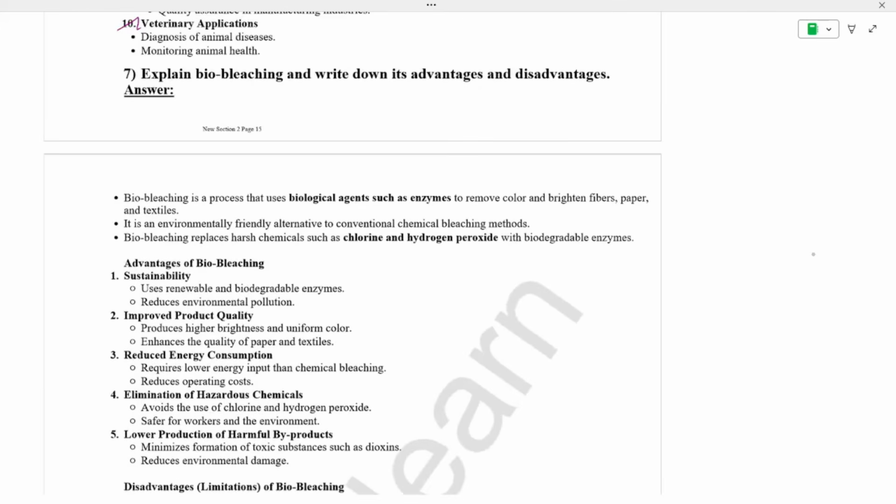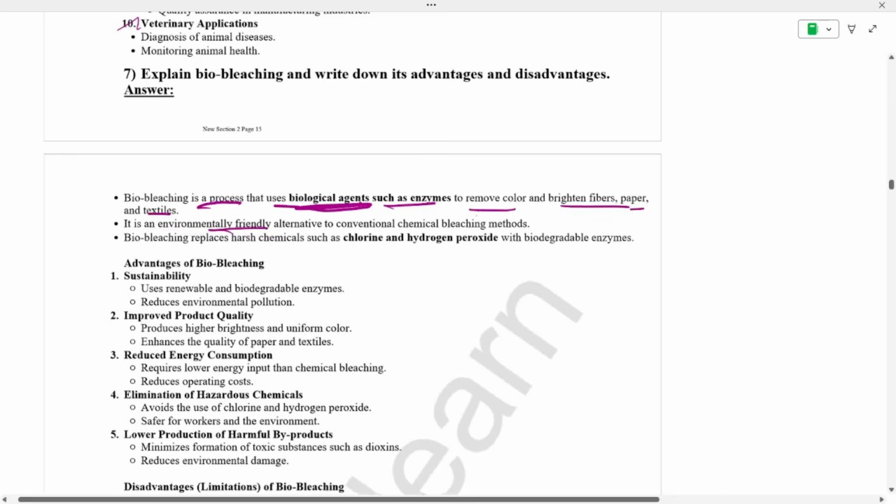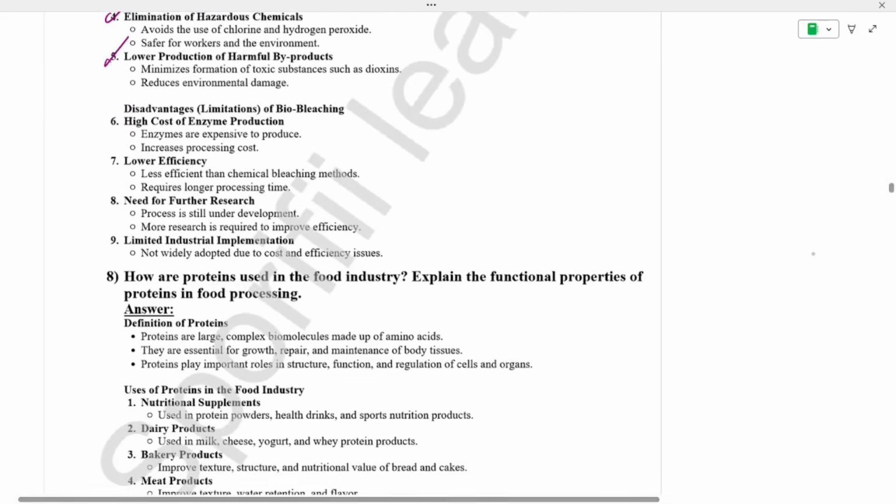Next we will see biobleaching. It is a process that uses biological agents such as enzymes to remove color and brighten fiber, paper and textiles. It is an environment friendly alternative to conventional chemical bleaching methods. Its advantages are sustainability, improved quality, reduced energy consumption, elimination of hazardous chemicals, and lower production of harmful byproducts. Next are the disadvantages: high cost, lower efficiency, need for further research, and limited industrial implementation.